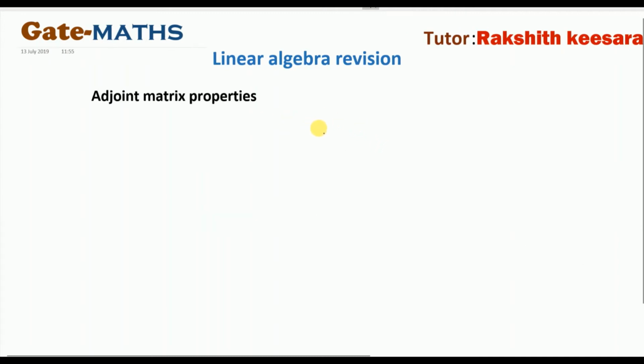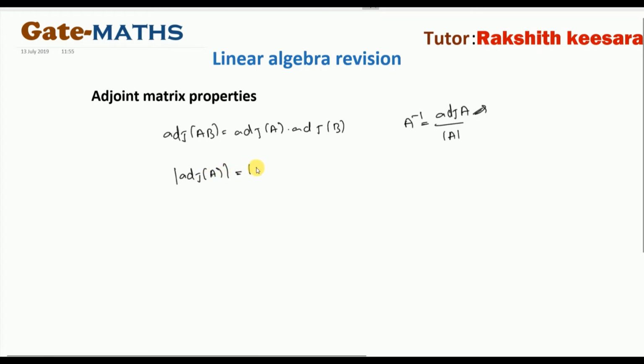And coming to adjoint matrix, you know that A inverse equal to adjoint A by det A. I hope you know how to calculate adjoint A, the cofactor matrix and everything. I will concentrate on the main properties. Adjoint of AB will be equal to adjoint of B into adjoint of A. If you see the det of the adjoint matrix, this will be equal to det A power n minus 1, where n is the order of matrix A.